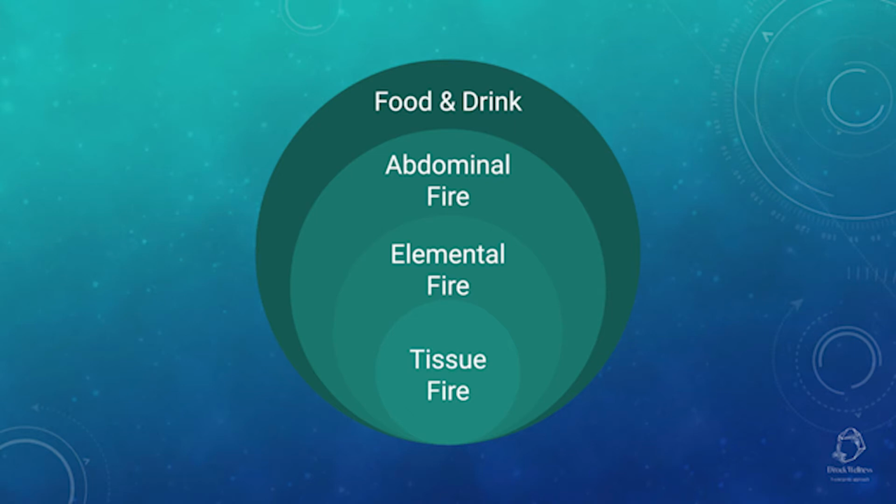Finally, we have the tissue fire, also known as the 7 tissues, cells, or fires. In Ayurveda, cells were known as fires. These fires are tissue-specific for nutrient absorption. This is where our nutrients are transformed into material and energy.